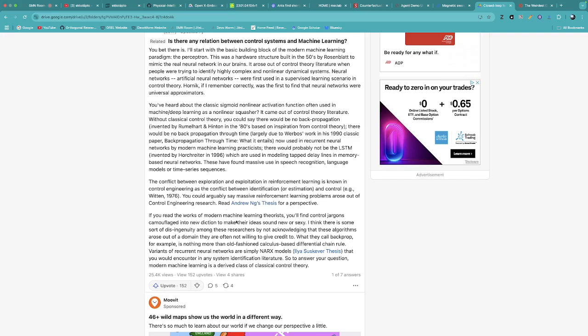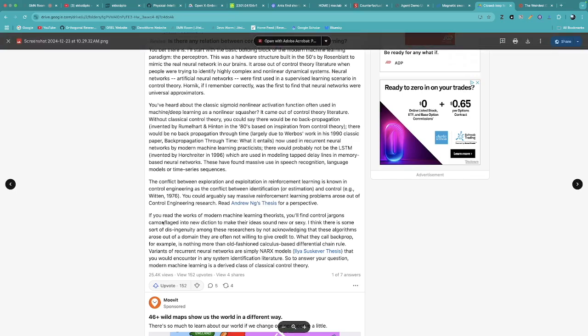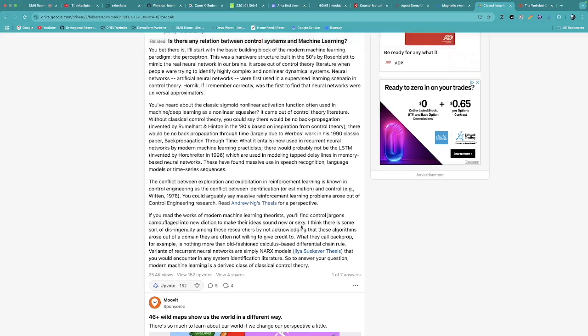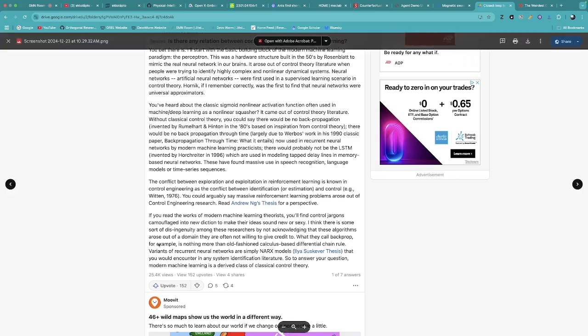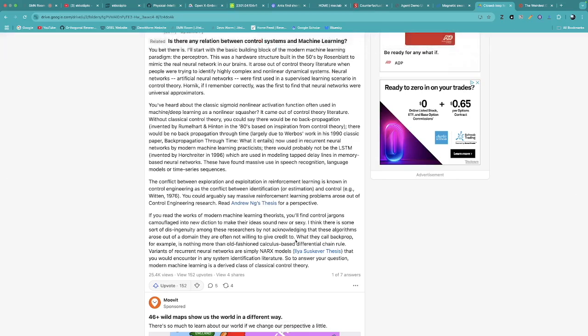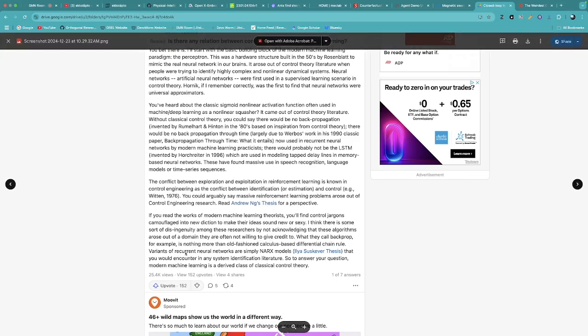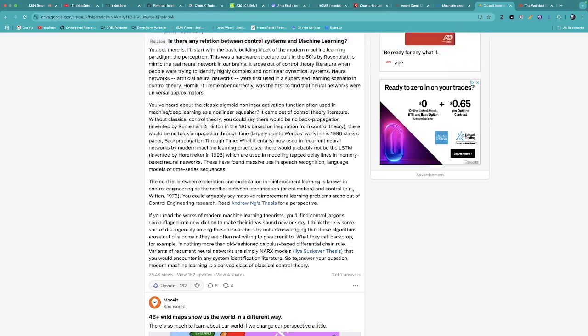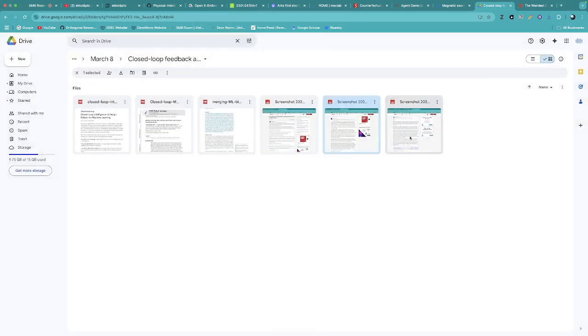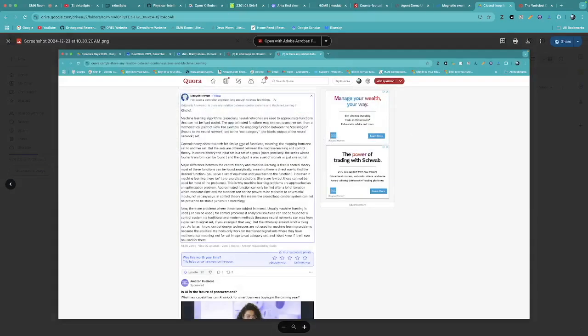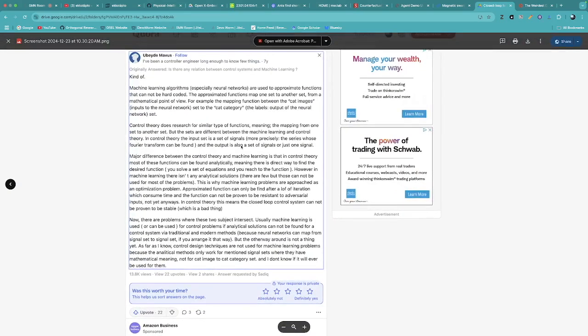If you read the works of modern machine learning theorists, you'll find control jargon camouflaged in new diction to make their ideas sound new or sexy. This is where we're putting new wine in old bottles. I think there is some sort of disingenuity among these researchers by not acknowledging that these algorithms arose out of a domain they are not often willing to give credit to. When they call it backprop, it's nothing more than old-fashioned calculus-based differential chain rules. So there is a lot of stuff that is repackaged, but comes from that traditional control theory background and maybe further back from cybernetics.